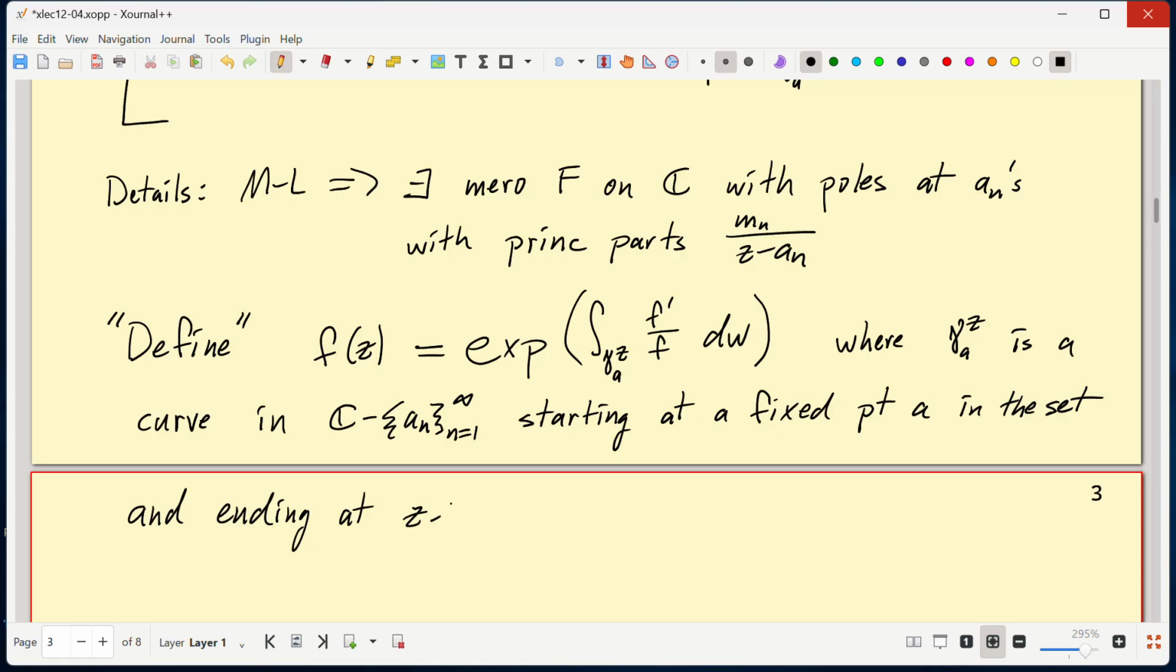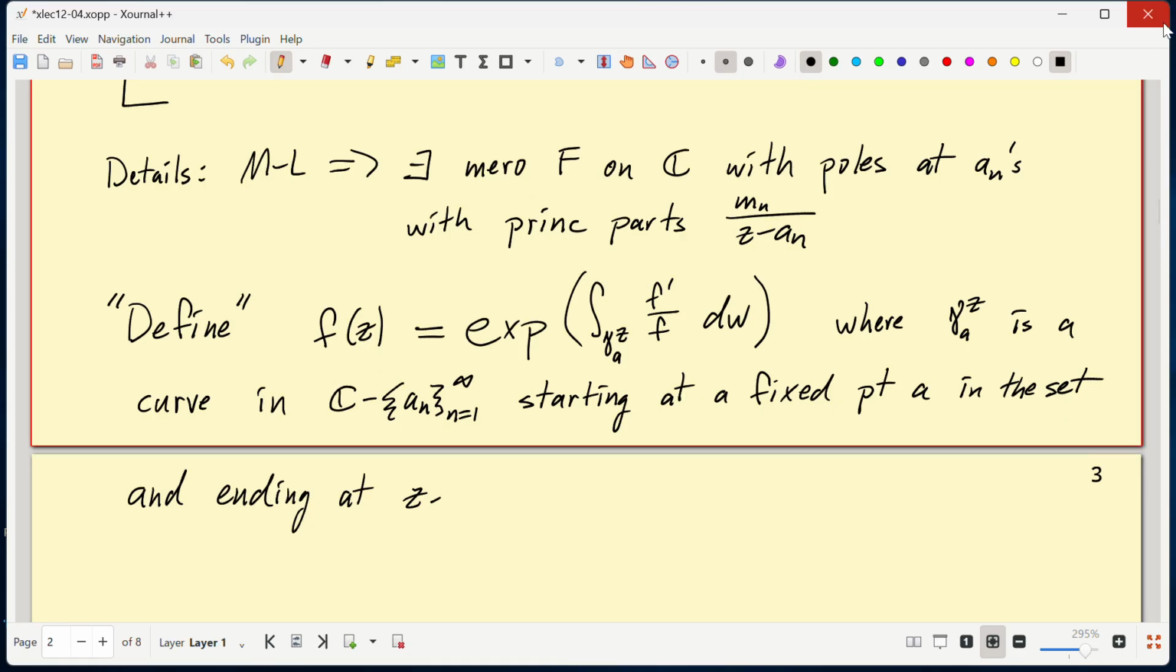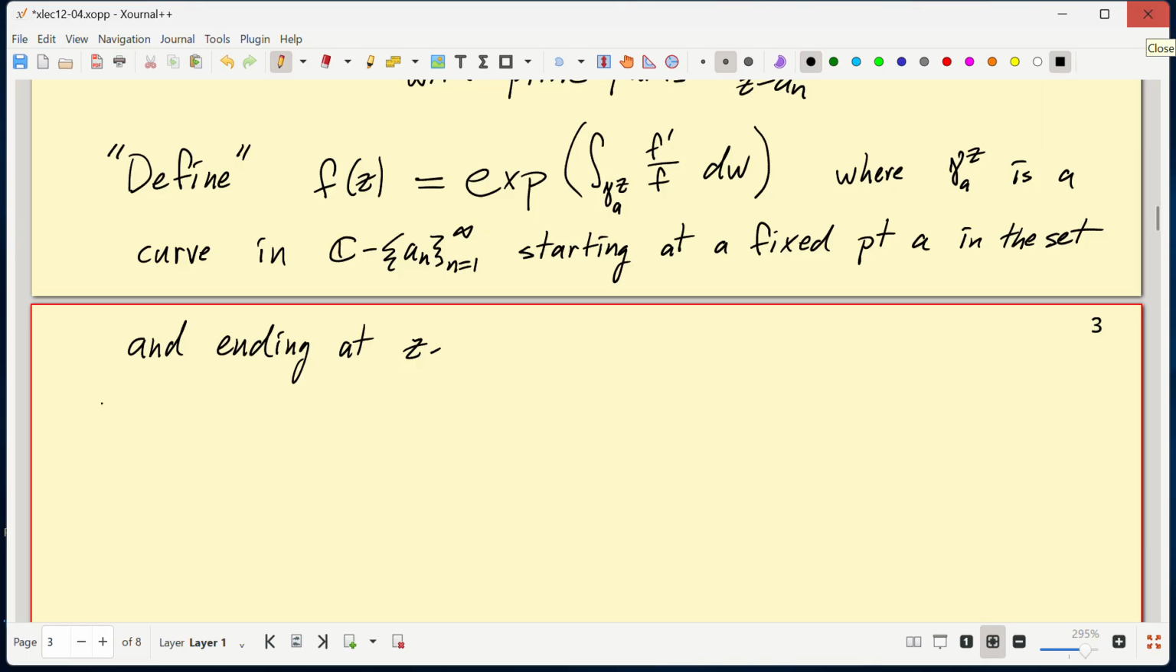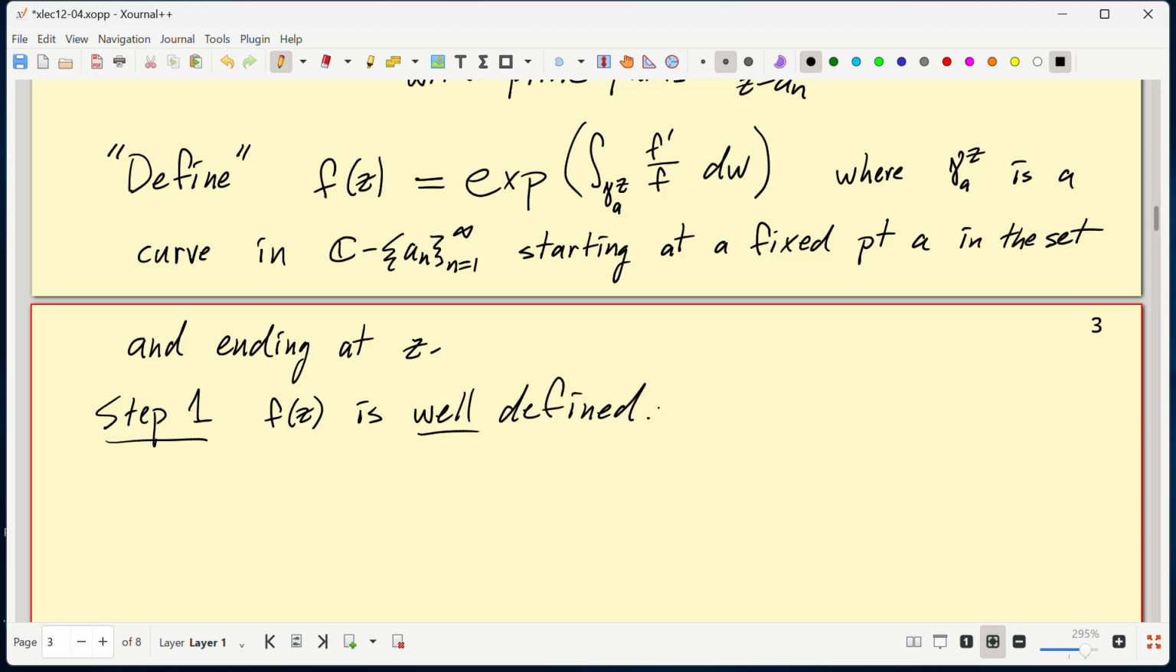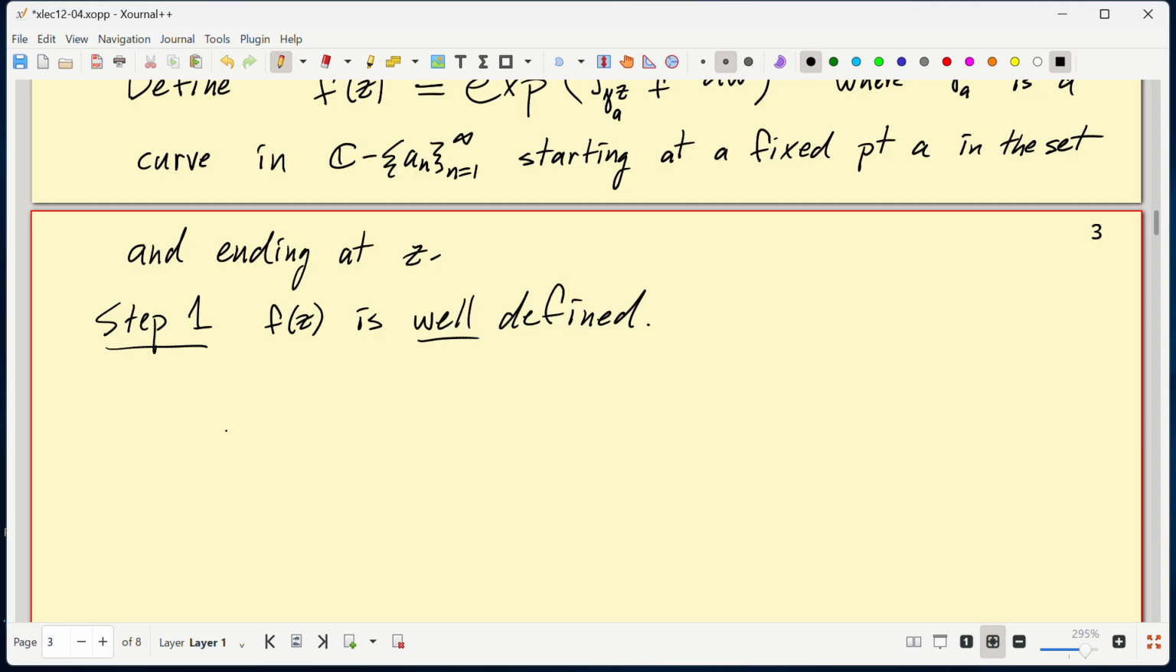Well, step one is to see this is well defined. And this is where I'm going to use the residue theorem. So step one, even though it looks like it might be questionable, f of z is well defined. And once you have that, then the rest just falls out. Okay, let's think about that. Sometimes I would take a minus here, but since it's an exponential of something, it's not 0.